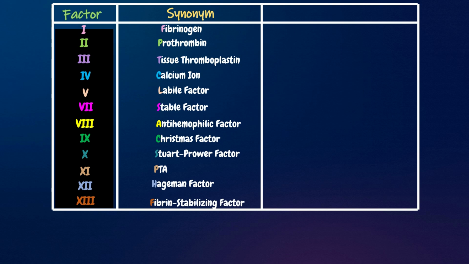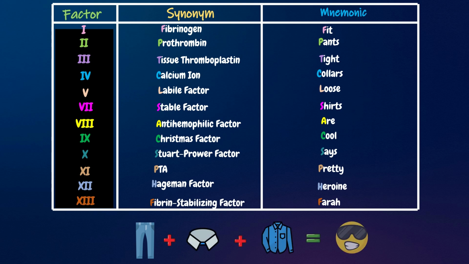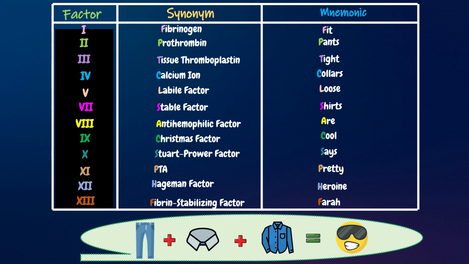So, an easy mnemonic to remember these clotting factors is: Fit pants, tight collars, loose shirts, are cool, says pretty, heroine, Farah. Let's repeat this mnemonic with me. Fit pants, tight collars, loose shirts, are cool, says pretty, heroine, Farah.